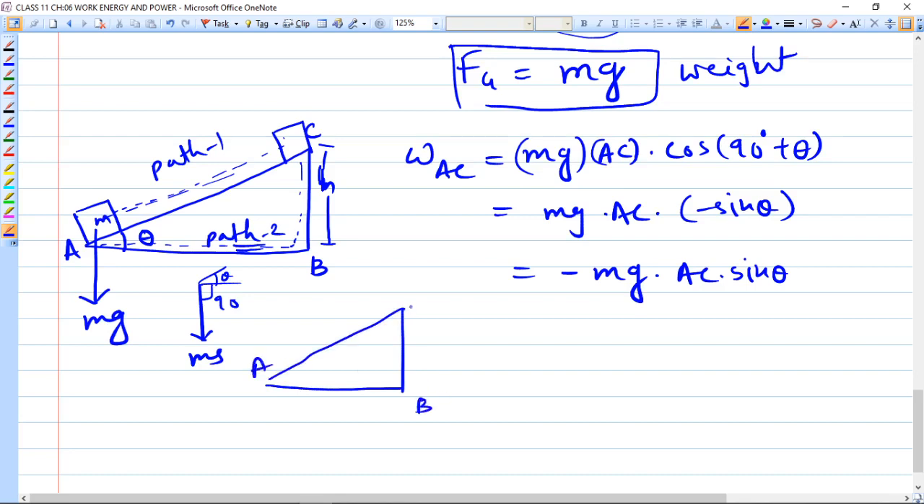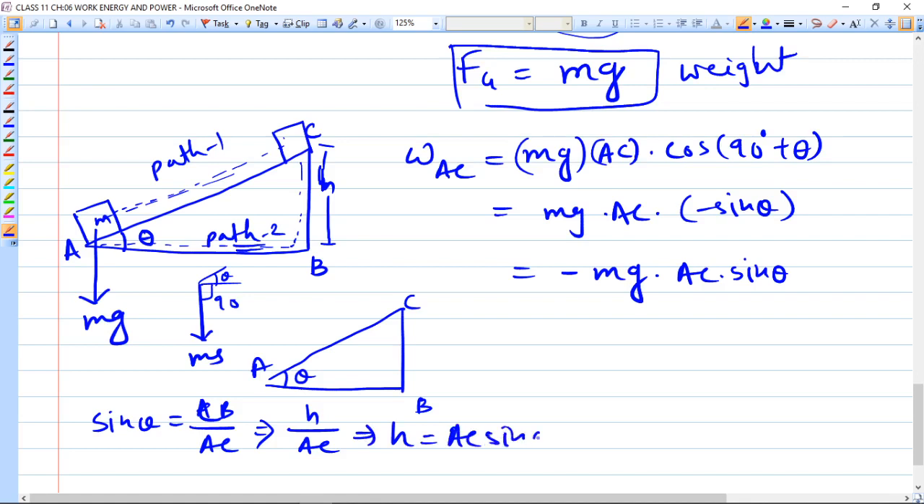This is A, this is B, this is C, and this is theta, right? Now suppose you take sine theta. Sine theta will be equal to what? It will be opposite upon hypotenuse, so it will be CB upon AC. Clear? CB is H, so H upon AC implies H is equal to AC sine theta. So AC sine theta is nothing but H. So what will be the answer? The answer is minus mgh.